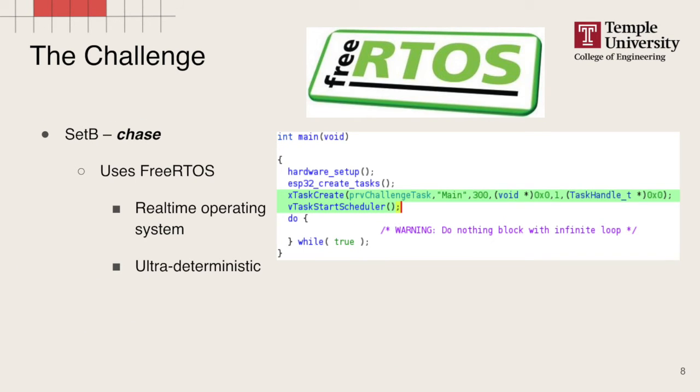Set B, initially we opened Chase, and it immediately was apparent that it used FreeRTOS. The styling where the x and the v are in front of the camel case function calls, and the way that the prv pointer, all of that is FreeRTOS. RTOS stands for real-time operating system, and it's ultra-deterministic in that you should be able to determine something will happen within a certain amount of time every time.